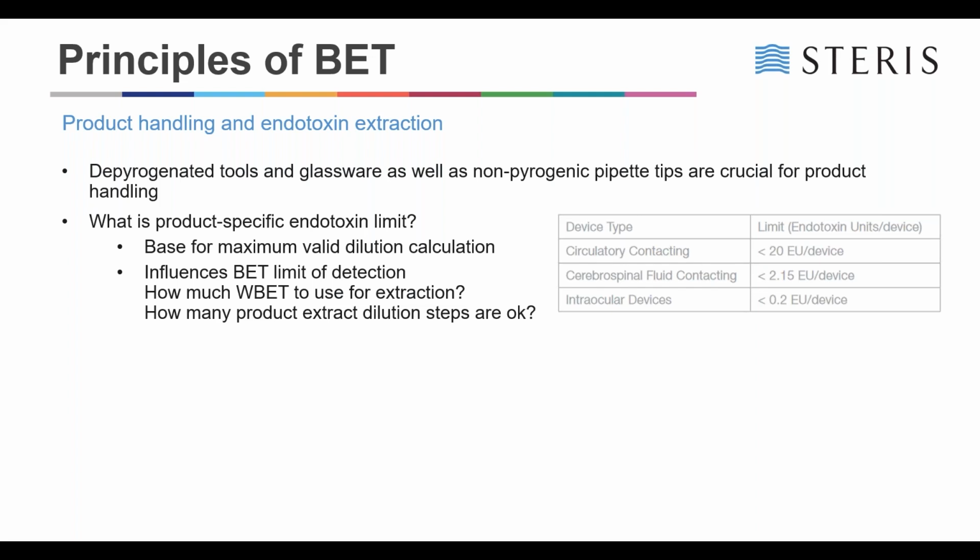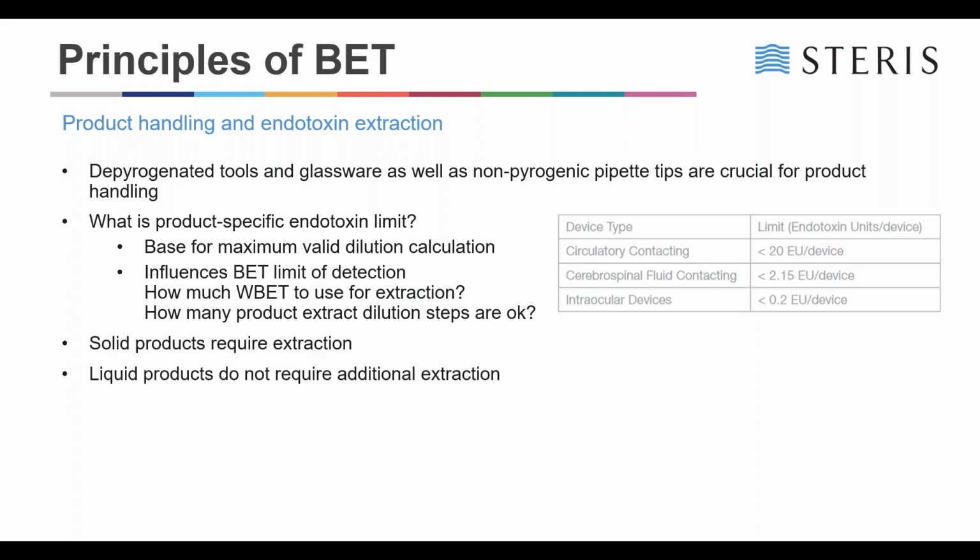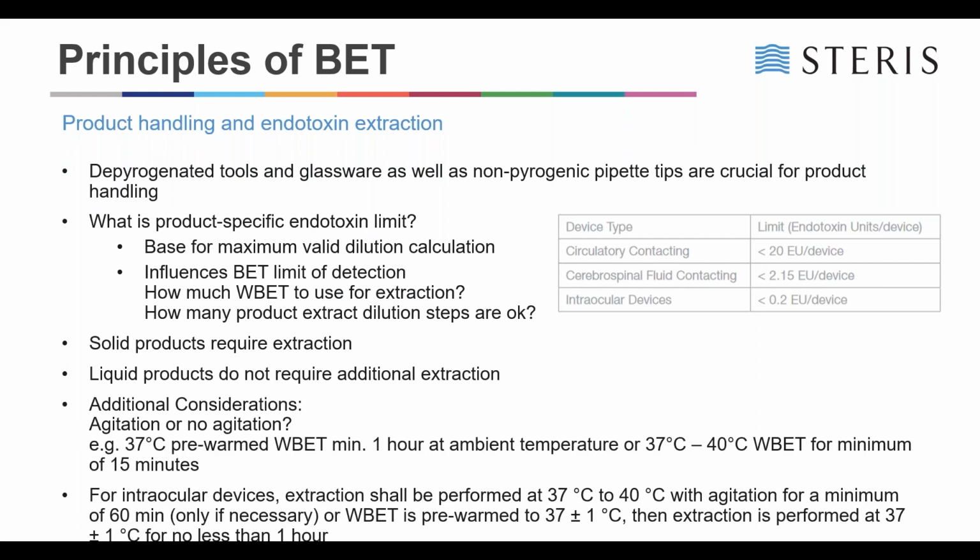Extraction of solid products can include agitation steps, can include stable conditions at 37 to 40 degrees C. Specific handling times will support how the product is used or possibly what parts of the body the product is used in. And then it's important to note that if we have a liquid product, maybe water from a sample on the production floor, those wouldn't require the elaborate extraction techniques and they could be tested as is.